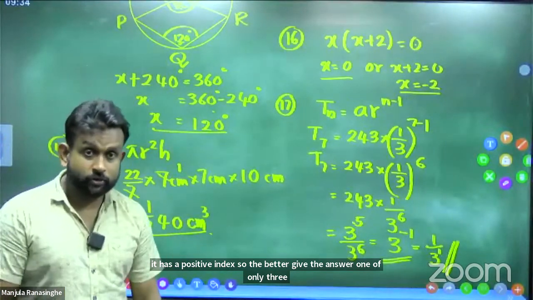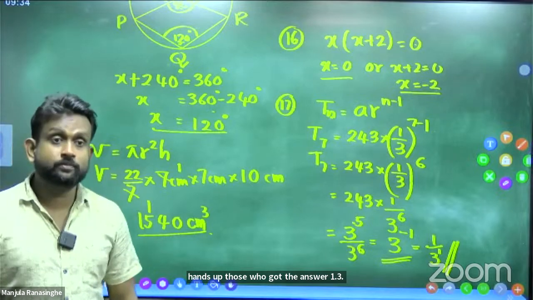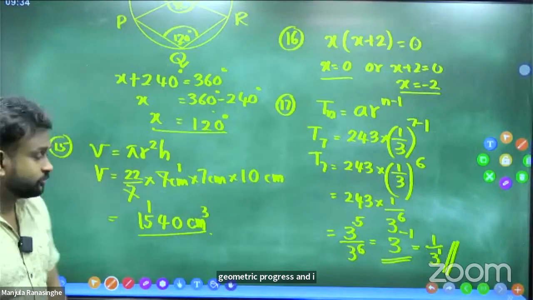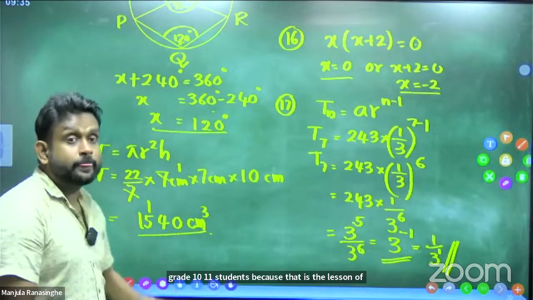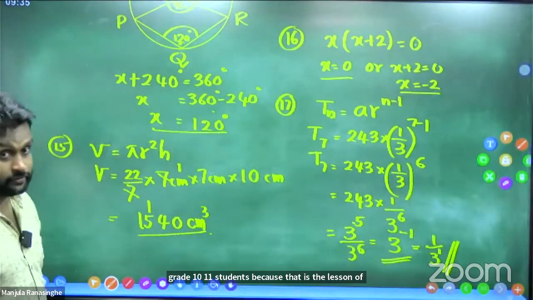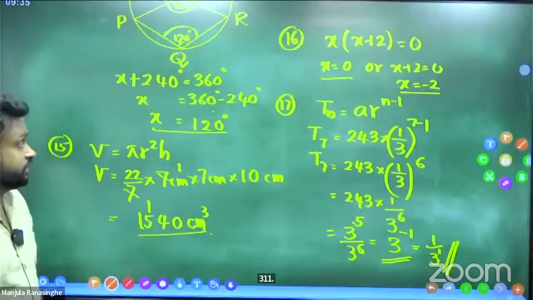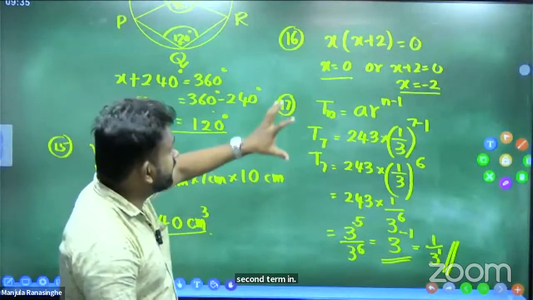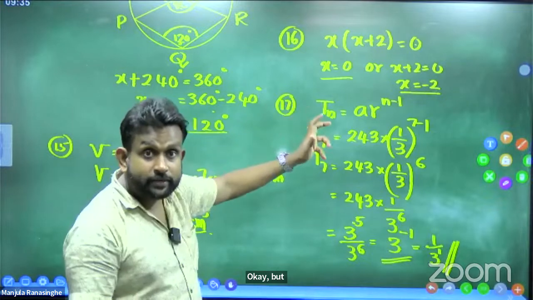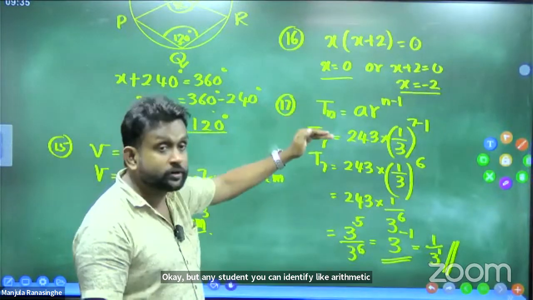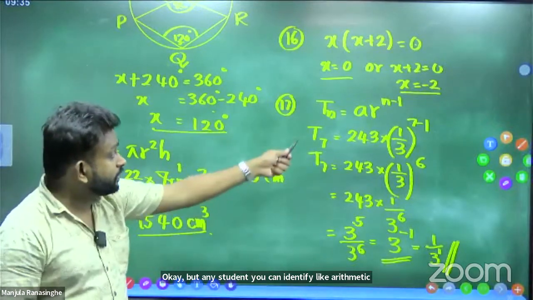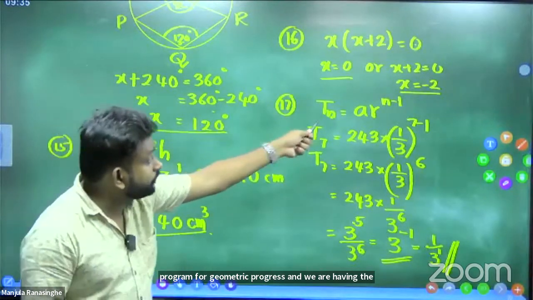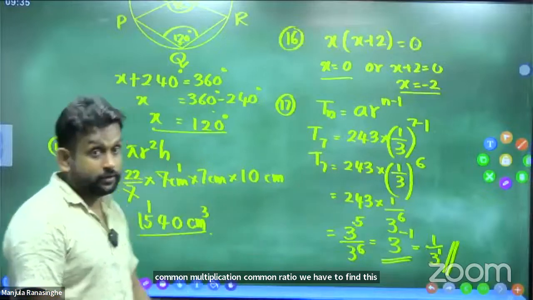Right, geometric progression. I think this is known by grade 10 and 11 students, because it is a grade 11 lesson. But grade 10 students can identify it like arithmetic progression. For geometric progression, we have a common multiplication, the common ratio. We have to find the term by this formula: Tn equals A R to the power n minus 1.